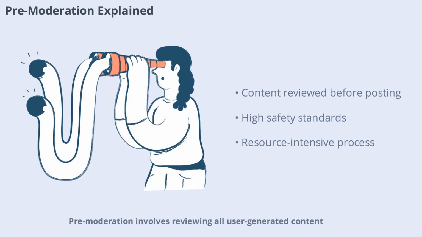Pre-moderation involves reviewing all user-generated content before it becomes visible to the public. This method is highly effective at preventing harmful or inappropriate content from reaching audiences, but it can also slow down the flow of communication and require significant resources. Platforms that cater to younger audiences or sensitive topics often use pre-moderation to maintain a high standard of safety. However, it may not be practical for large-scale platforms due to the sheer volume of content.